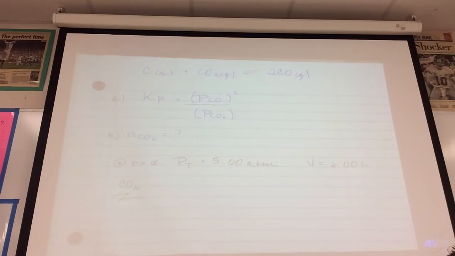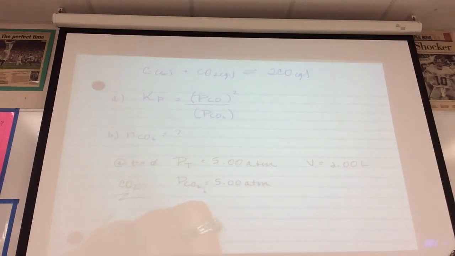PV equals nRT. Solve for n. Can you use the total pressure initially? Why can you? Because CO2 is the only gas in there, so total pressure is partial pressure. That is correct. So initially, the total pressure has to be equal to the partial pressure of CO2 under initial conditions, because that's the only gas in there.